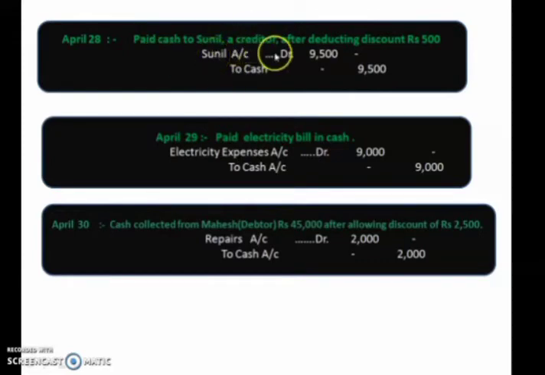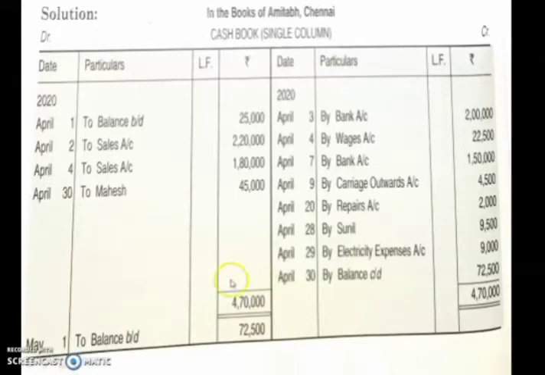Sunil is our creditor. We paid him some cash, so after deducting the amount of discount, that comes to 9,500, as given in the question. So Sunil account will be debited 9,500, and from the business cash is going out. So cash is decreased because we paid the amount to Sunil. On the cash account credit side, you will write April 28 by Sunil account 9,500.